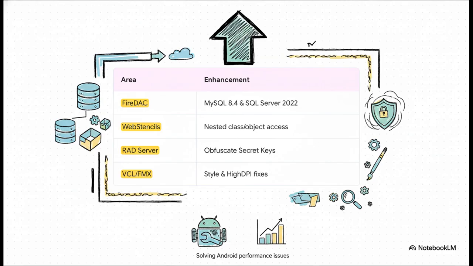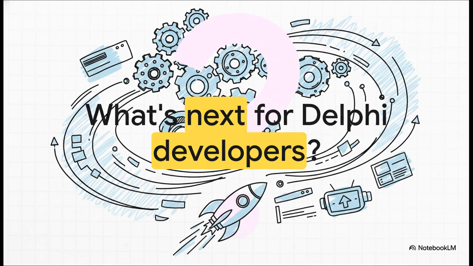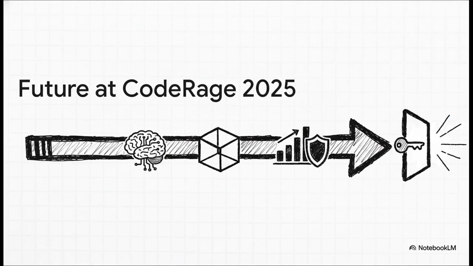The improvements are everywhere. So, when you put it all together, what does it really mean? It means this isn't just a platform that's being maintained. No way. It's a platform that is alive, kicking, and pushing hard into what's next in software development. And if you need any more proof, just look at what's being talked about in the community, like at the upcoming CodeRage conference.